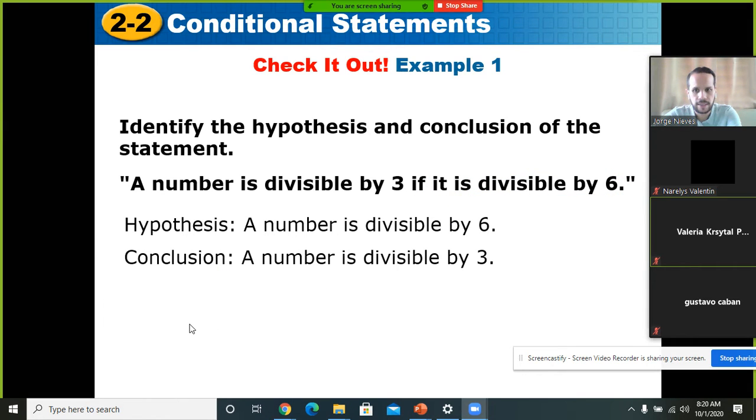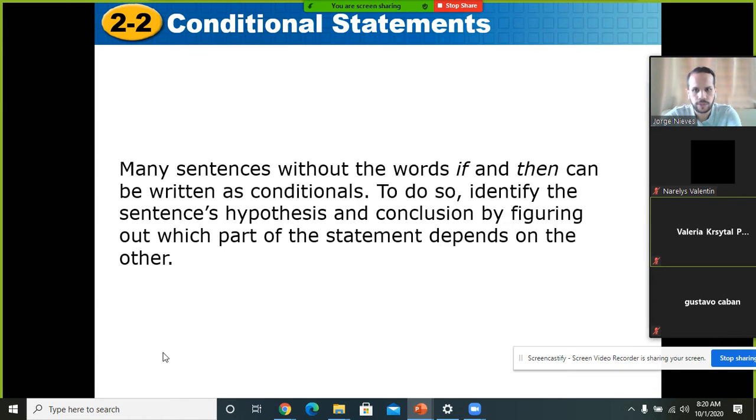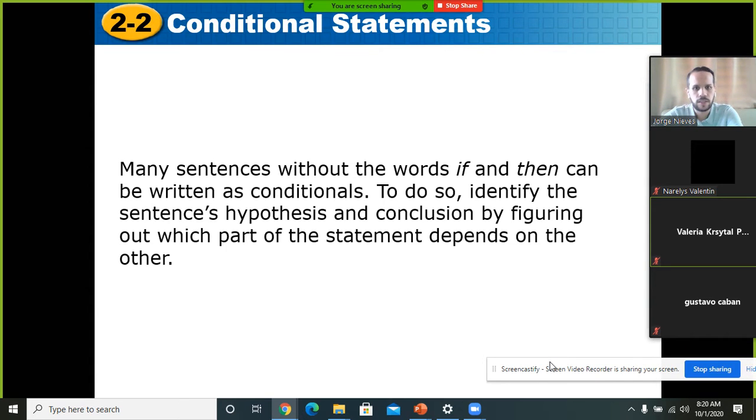Perfecto. So that's the clue, or what you're going to look for: the words. Many sentences without the words if and then can be written as conditionals. To do so, identify the sentence's hypothesis and conclusion by figuring out which part of the statement depends on the other. So that's very important.